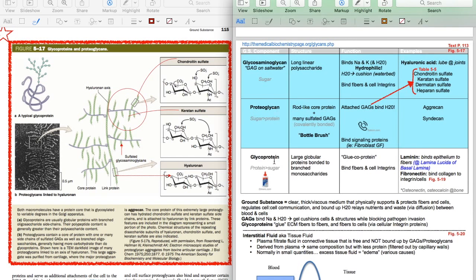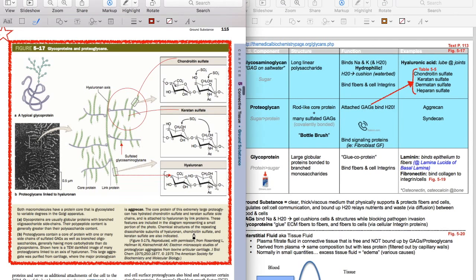Now, coming down to glycoprotein, this whole row is white because I call glycoprotein glucoprotein. It is mostly protein with less sugar. Come over here to the picture. A typical glycoprotein is a globular protein arrangement with a little sugar attached to it. And it binds things together. It sticks things together. It binds fibers and it binds cell integrins.